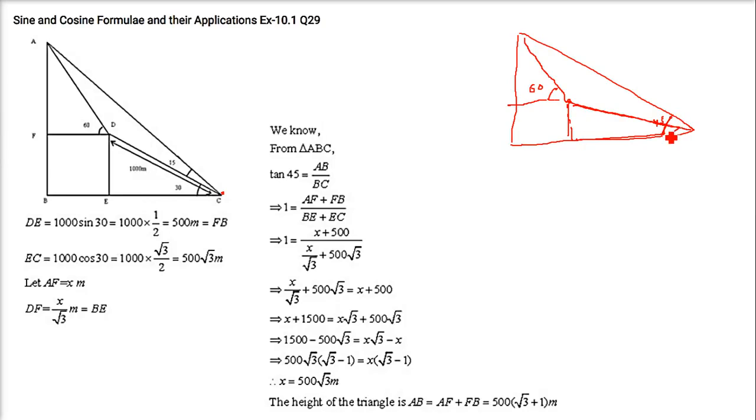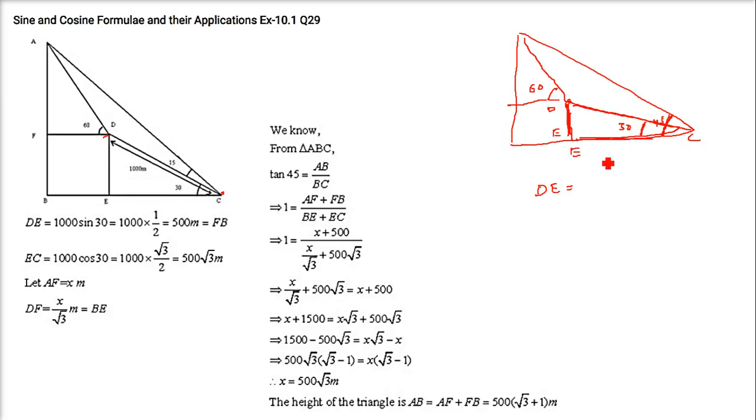So this is 45 degree, this is 45 degree, and the slope on which he walks is 30 degree, right? So this side, if we call it DE, what will DE be? And what will this other side be? That is this side EC. So we have to find out DE and EC.